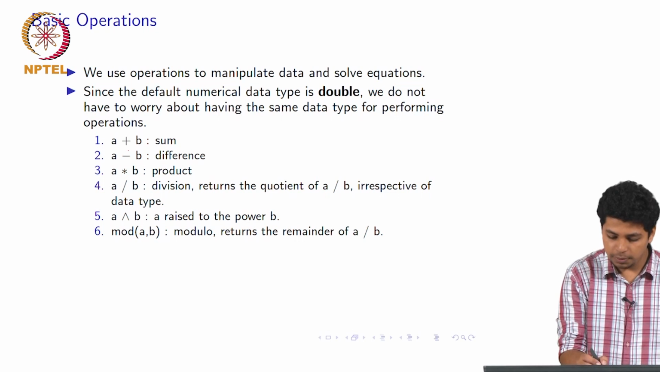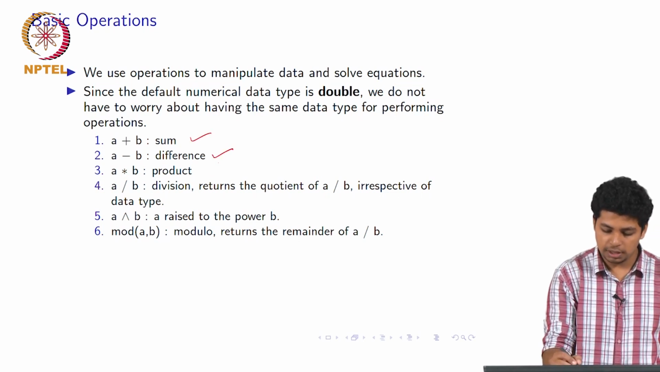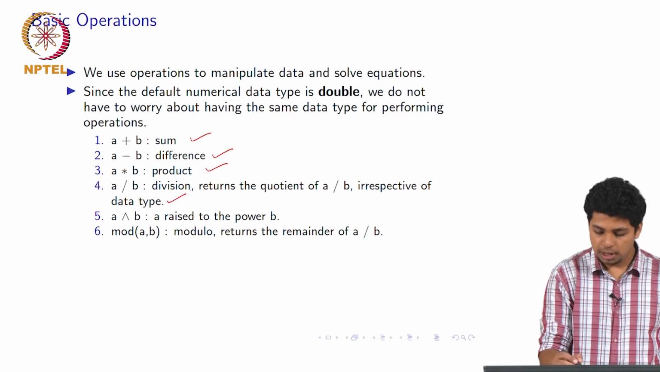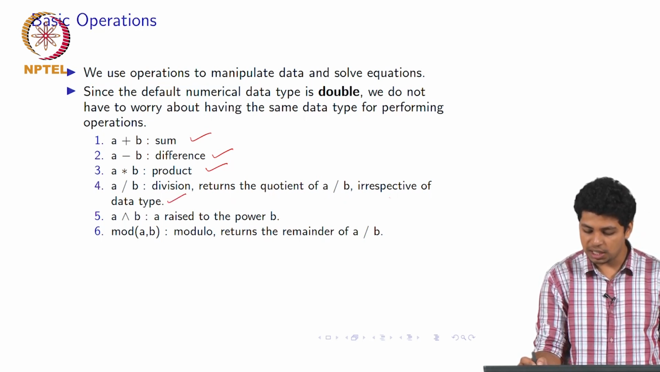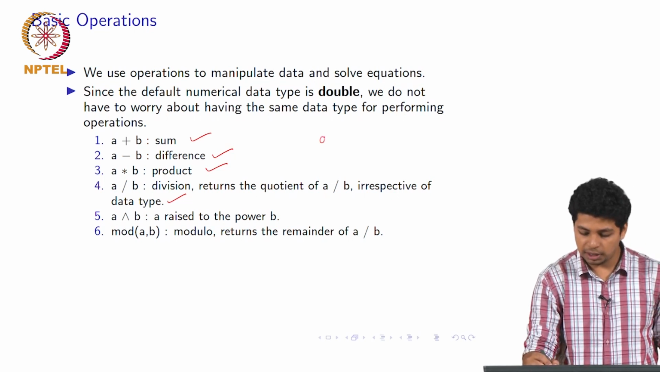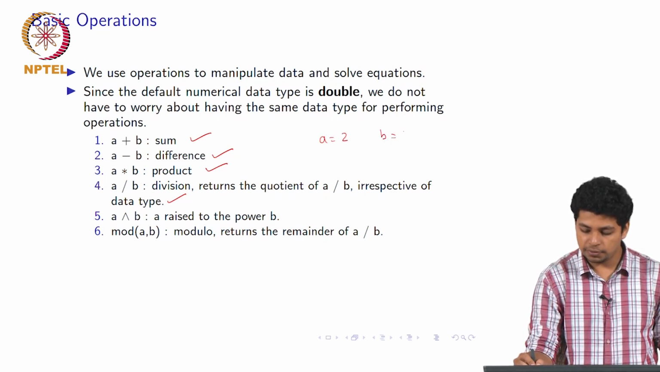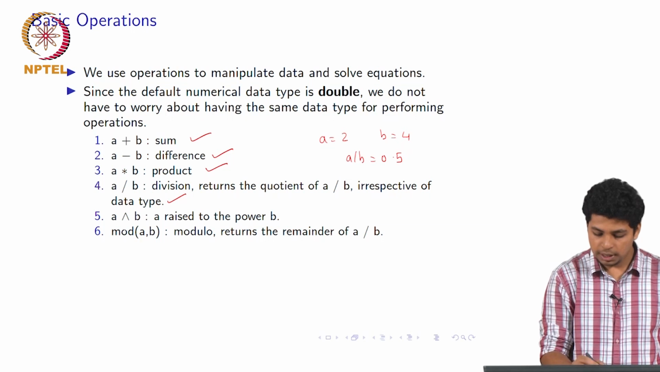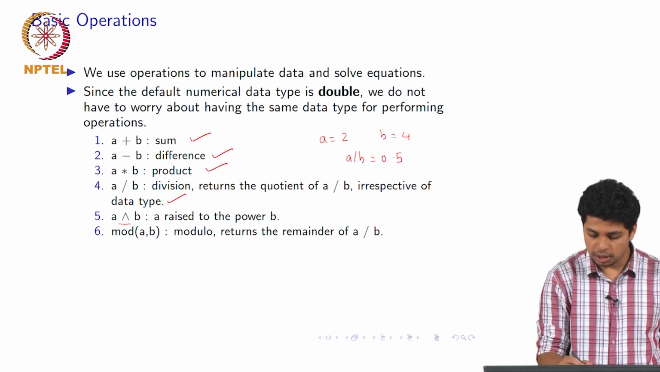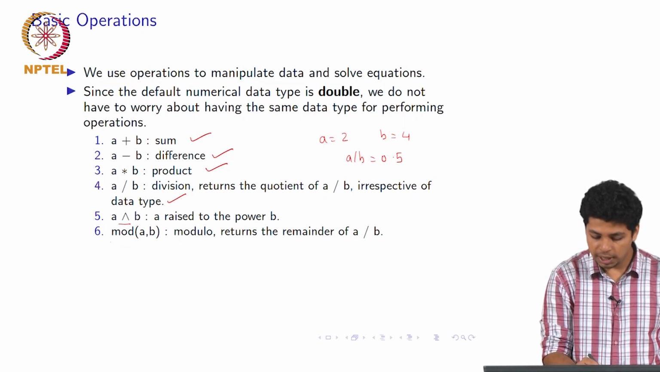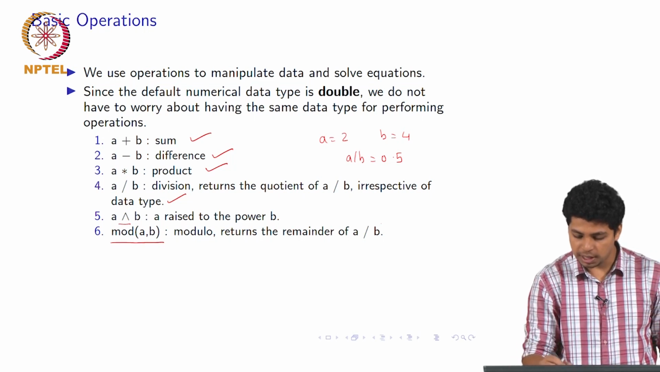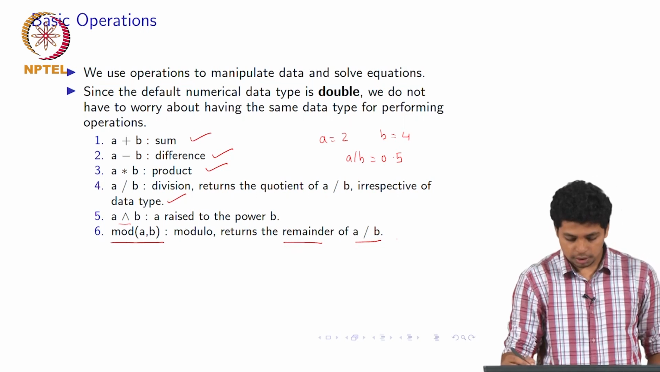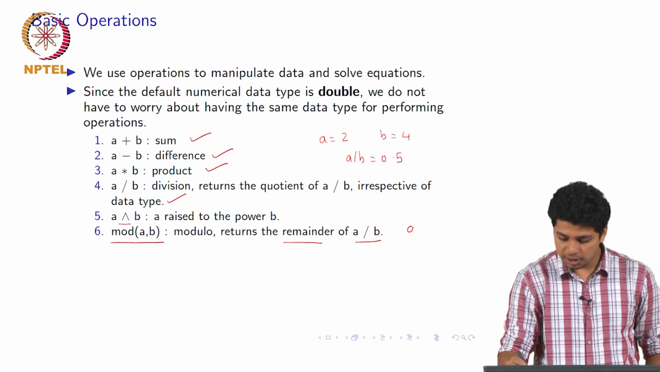Now these are basic operators that we use: plus for sum, minus for difference, asterisk for product, division. Then actually A by B returns the quotient irrespective of data type. Like we just discussed, even if the value of A is 2, value of B is 4, A by B will give you 0.5. Then A raised to B, this symbol wedge, is used for power operations. And then the way we compute modulo operation is we write this command mod A comma B. So what it returns is the remainder of A by B. You may know this command in C or C++ as A%B. So this is equivalent to that.